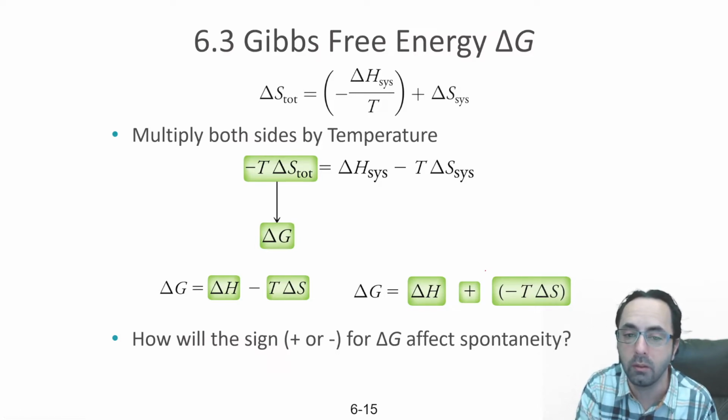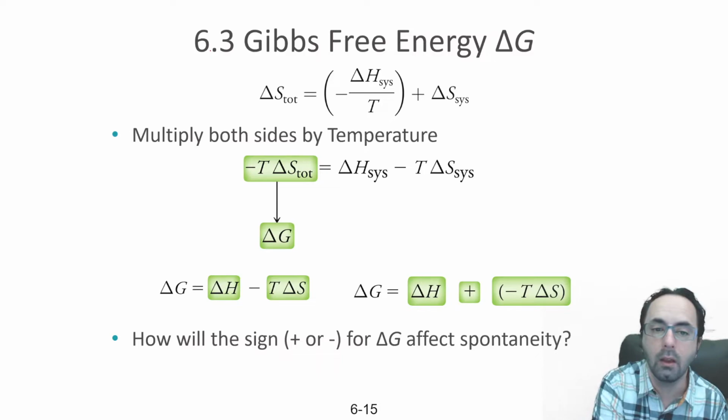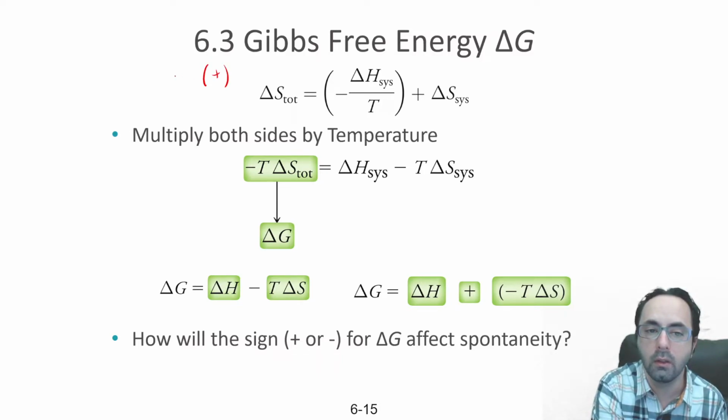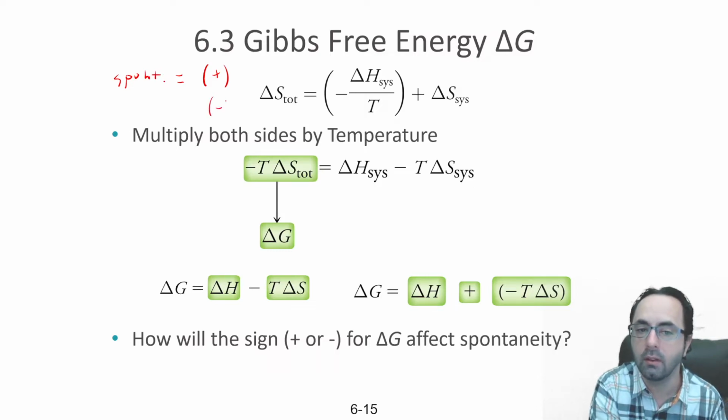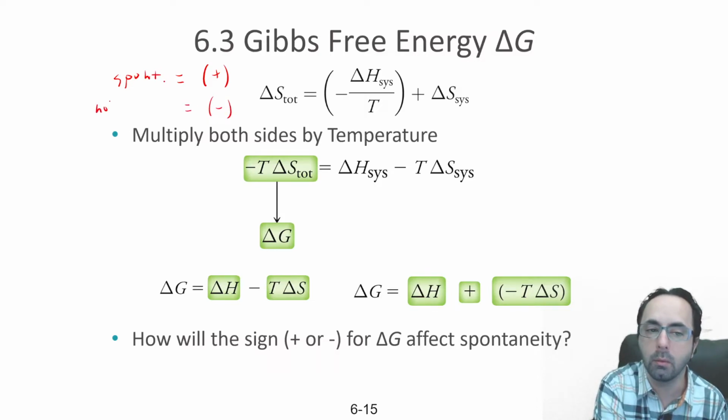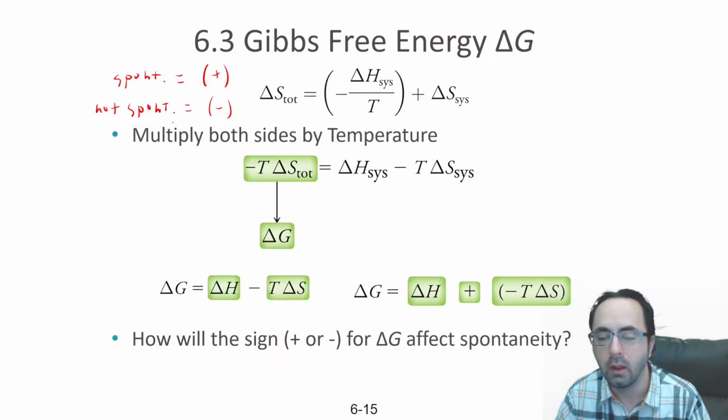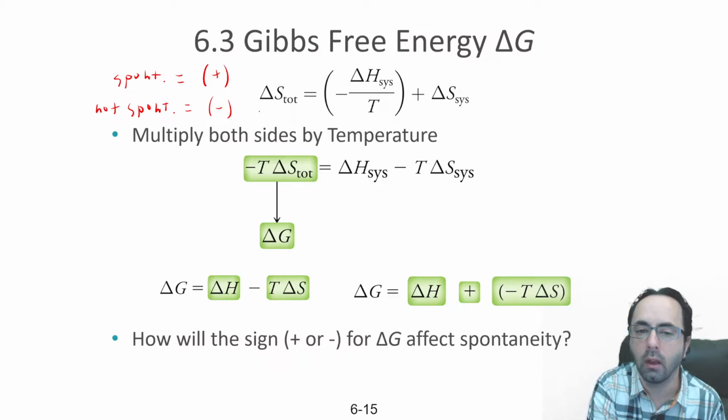Again, the reaction will be spontaneous if the delta S total is positive. This is going to mean a spontaneous reaction. And if it is negative, this is going to mean a non-spontaneous reaction. It will not go on its own. And so what we want to know is this delta S total.